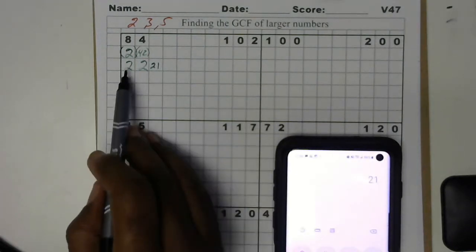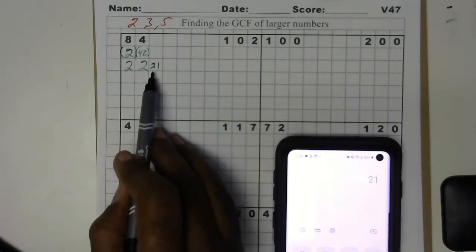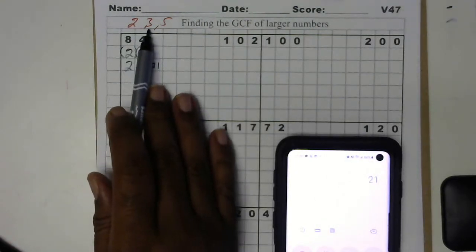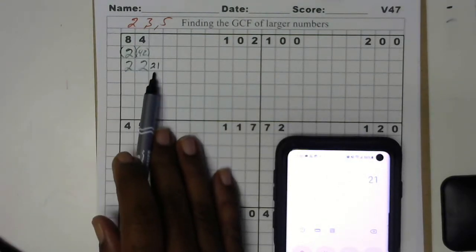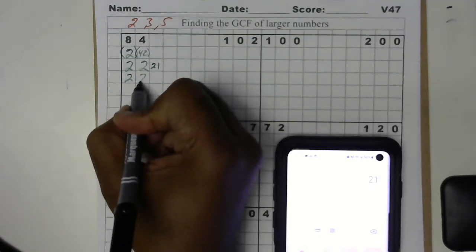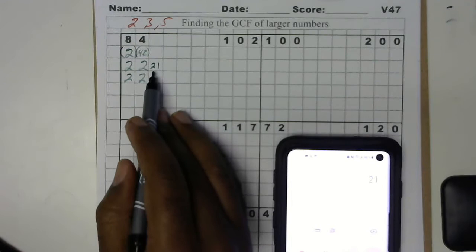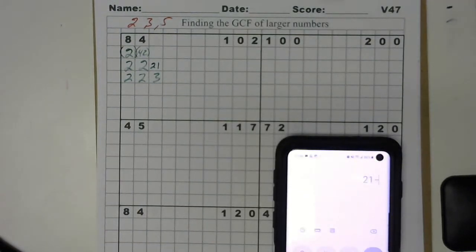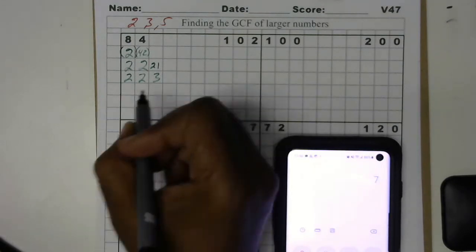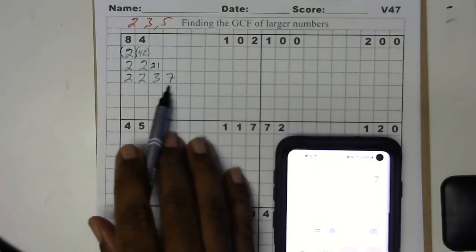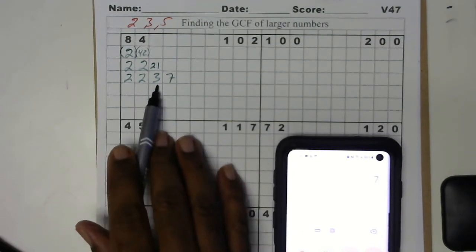So now we've got a 2, another 2, and a 21. 21 cannot be divided by 2, but it can be divided by 3. So I'll bring down the 2s, put a 3 here, and 21 divided by 3 is 7. 7 is a prime number, so we can't go any further. That's about as far as I can go.